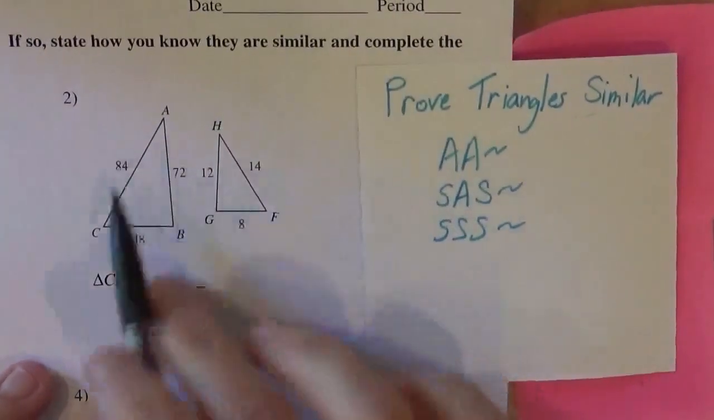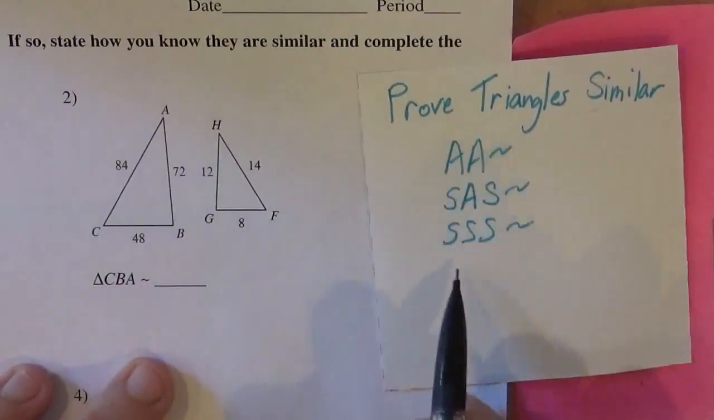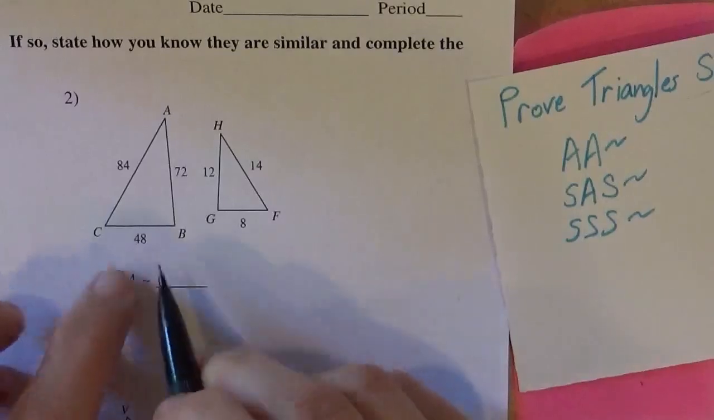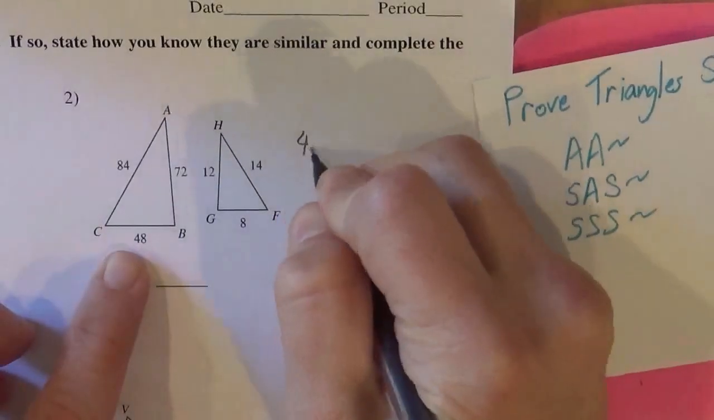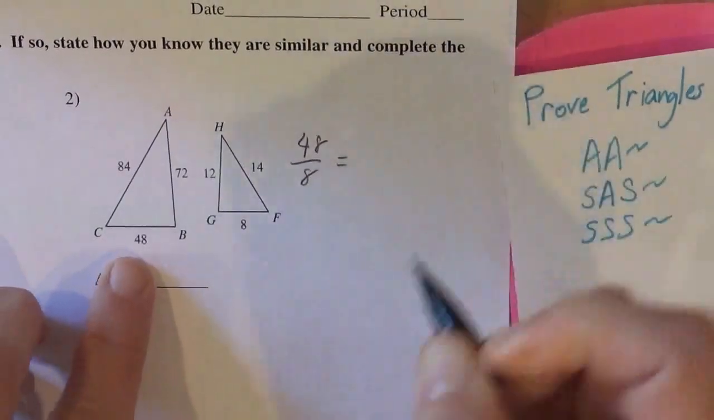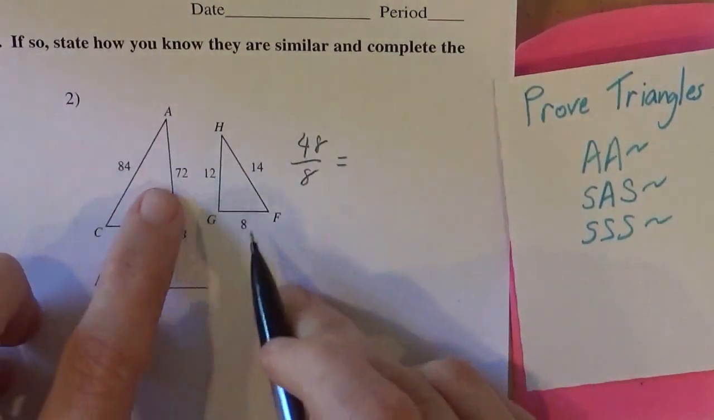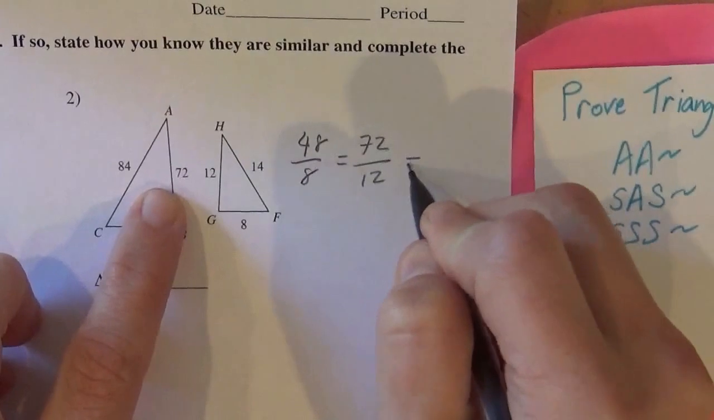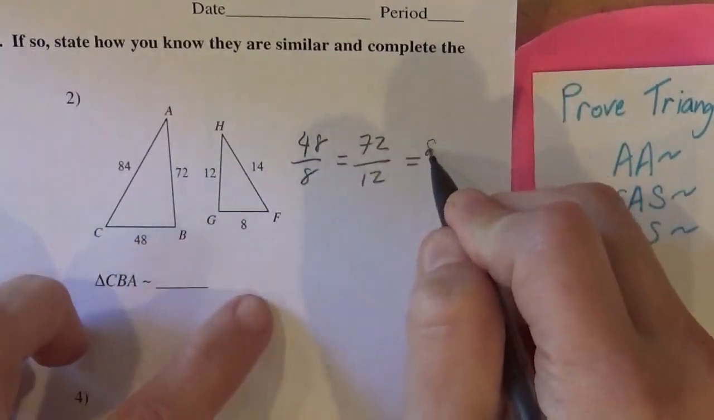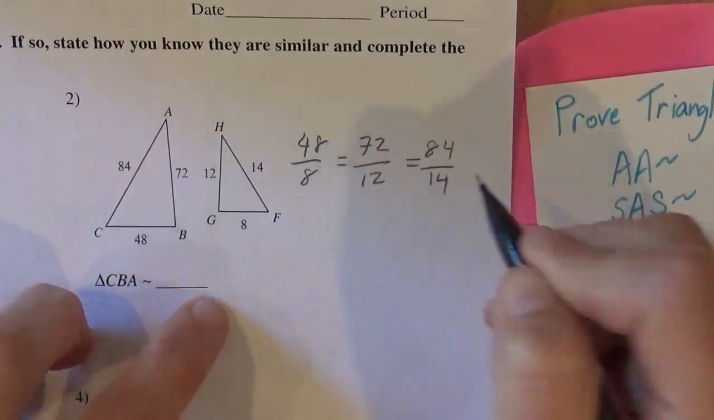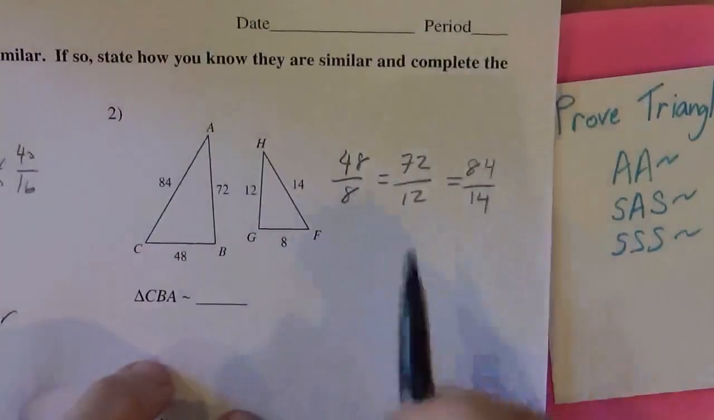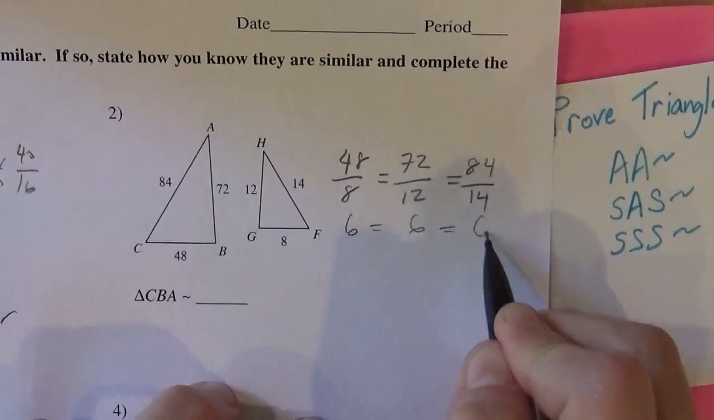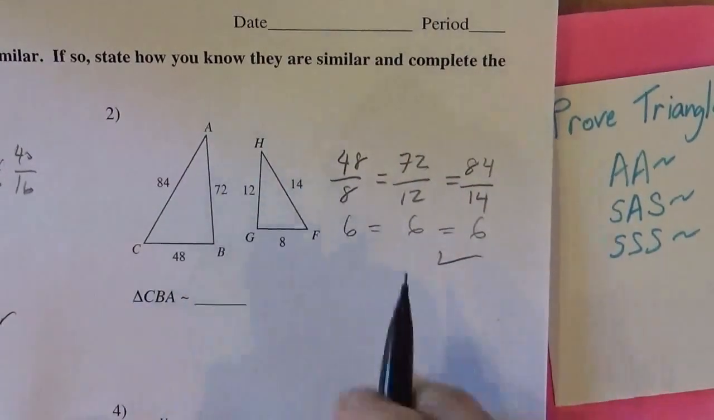If this guy were to be proven similar, we're given stuff about the sides, so let's make proportions with the sides. We'll do the smallest to the smallest, 48 to 8. Does that equal the middle to the middle, 72 to 12, and then 84 to 14, comparing those longest hypotenuses? If we simplify all these, that's 6 equals 6 equals 6. Heck yeah, these are similar.